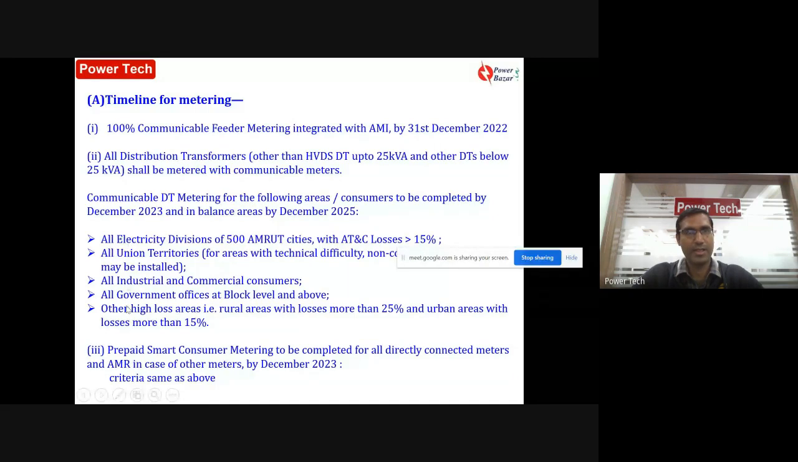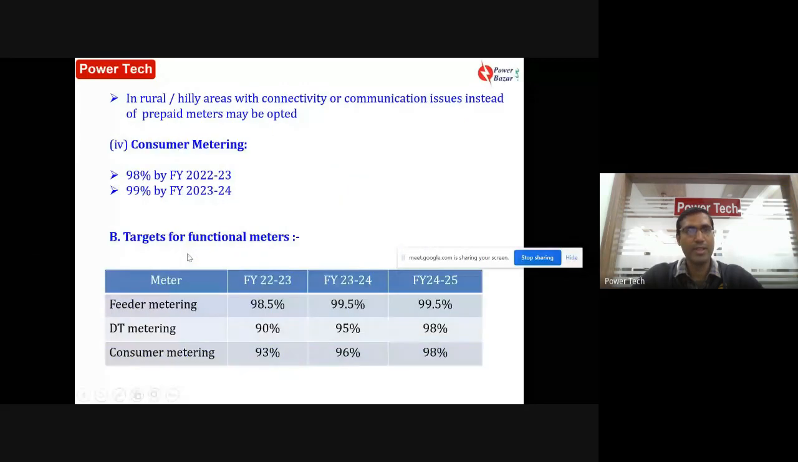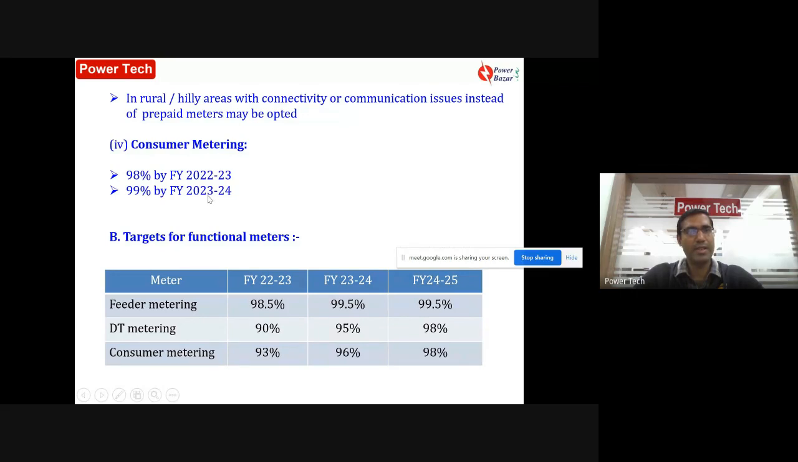These categories, all electricity divisions of 500 AMRUT cities, need to be completed by December 2023. And in rural or hilly areas where connectivity and communication is an issue, prepaid meters may be opted for. These are the targets for consumer metering: 98% by fiscal year 2022-23, 99% by fiscal year 2023-24. These are the targets for the functional meters. So by 2024-25, the consumer metering target should be 98%, and distribution transformer metering 98%, and feeder metering almost 99 plus, 99.5%.